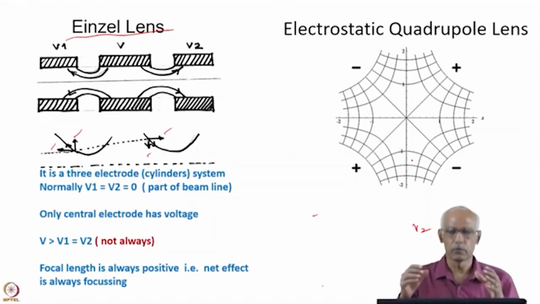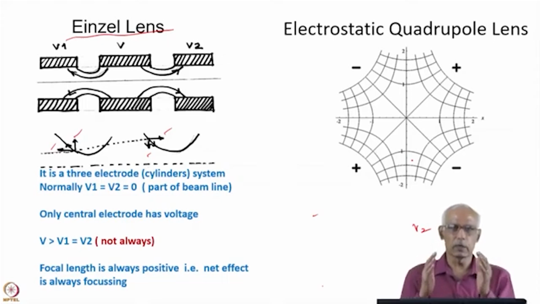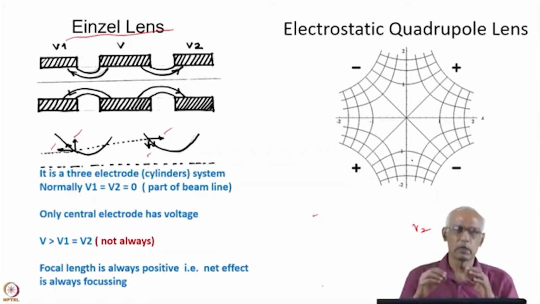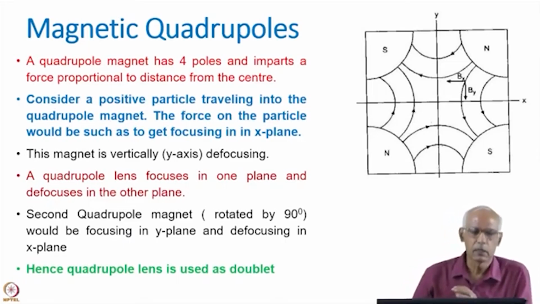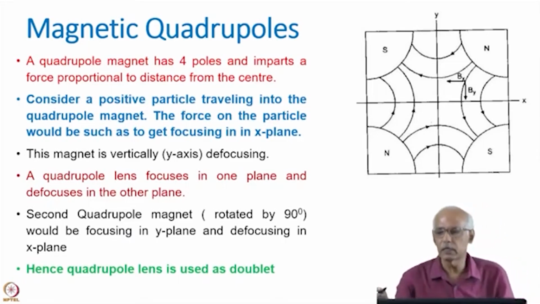Now in this case you will see that if the first quadrupole is focusing in the X plane and defocusing in the Y plane, then the second quadrupole, which is rotated by 90 degrees, will defocus in the X plane and focus in the Y plane. So the effective focal length will be positive, and the net effect will be focusing the beam.